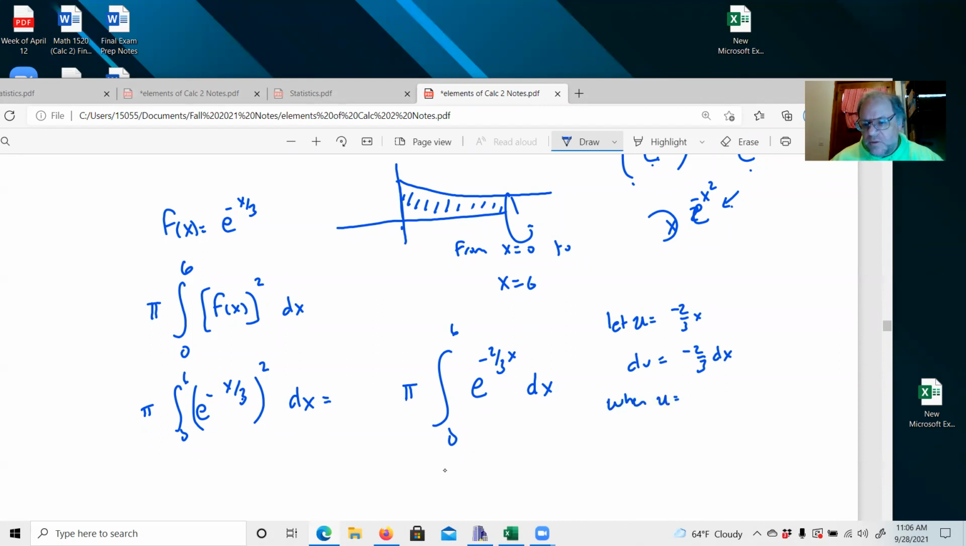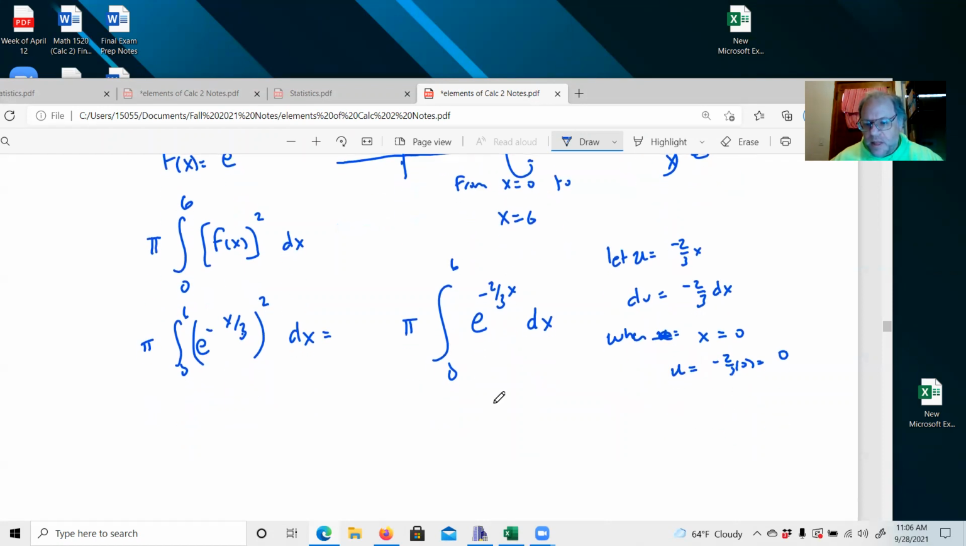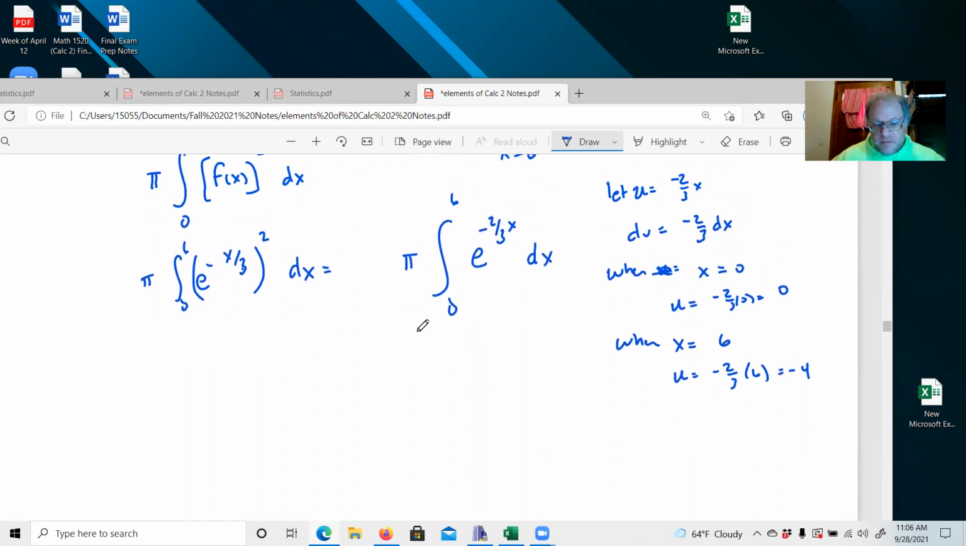Now when x equals 0, what's u equal to? It's negative 2/3 times 0, which is 0. When x equals 6, u equals negative 2/3 times 6, right? So that's equal to negative 4. So when I go to do my integral here, we've got pi integral from 0 to negative 4, because that's our u, we're in the u world now. This is e to the u, du. Oh, not quite.